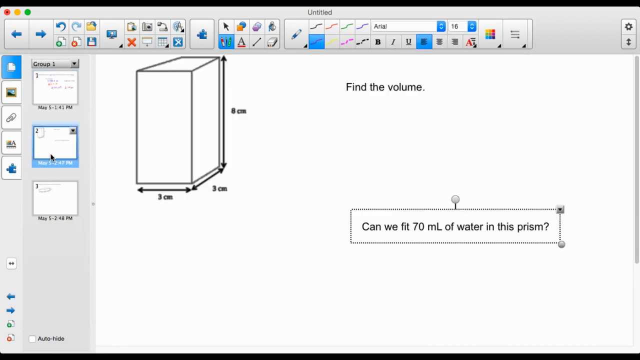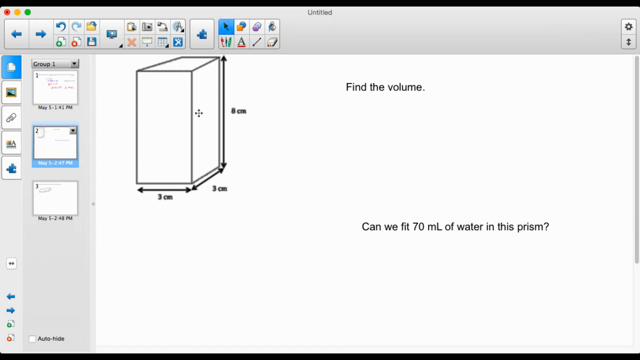Let's try a different type of problem. This time we were given a little prism here. Isn't he cute? So I see my dimensions, 3 centimeters, 3 centimeters, and 8 centimeters. The first thing it asks is find the volume. Sweet, we can do that.